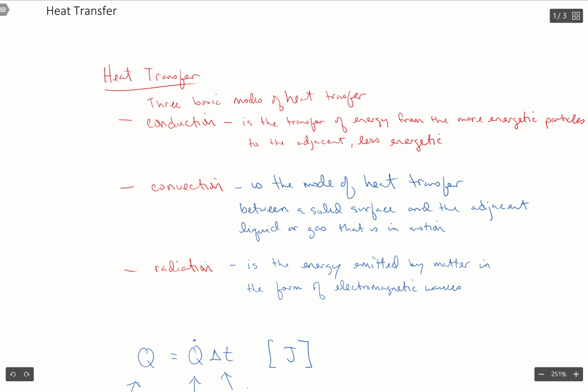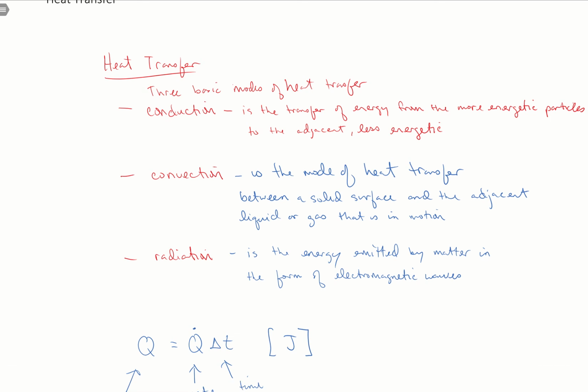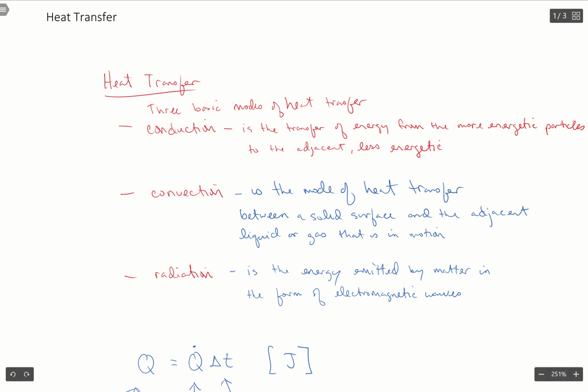Okay, so as I mentioned earlier, there are three basic modes of heat transfer. One is conduction, and conduction is the transfer of energy from more energetic particles to adjacent less energetic particles. Now what's key in conduction is that they're touching each other, okay? And it's being transferred through touch of the two materials, or through a given material.